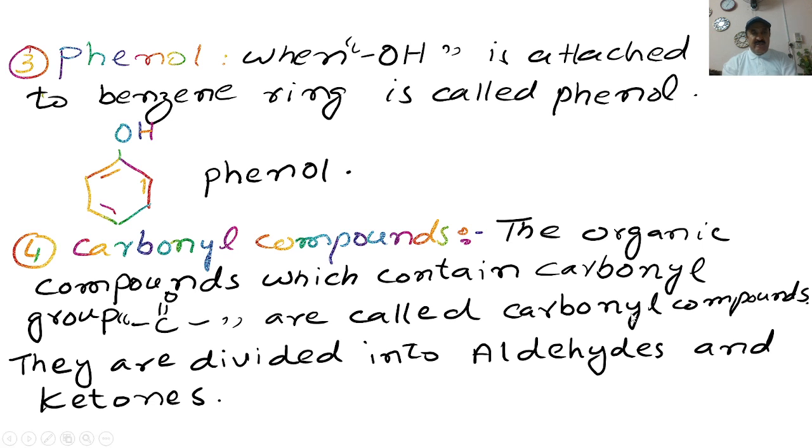Phenol: when OH is attached to a benzene ring, it is called phenol. If OH is attached with R, then it is called alcohol. If OH is attached with benzene, then it is called phenol.